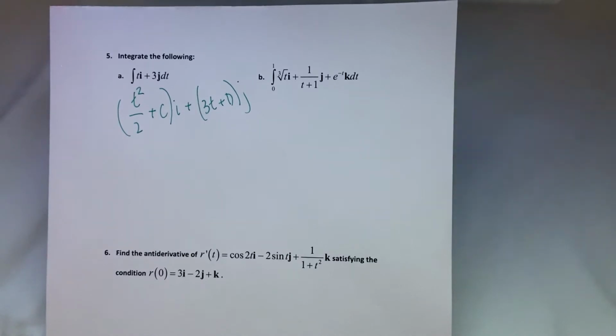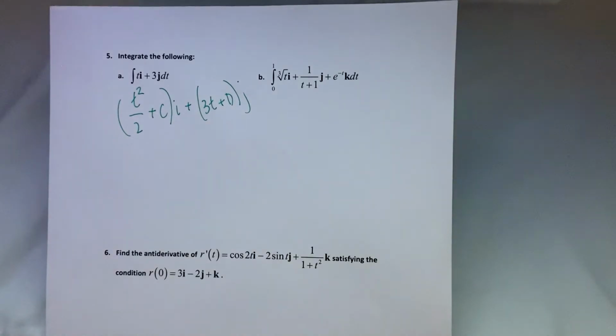It's just like integrating a function of x and having the plus c on there. You don't know what's happening with that vector. All you know is what the derivative looks like. Now that's a constant in both directions, so it's a little bit different.